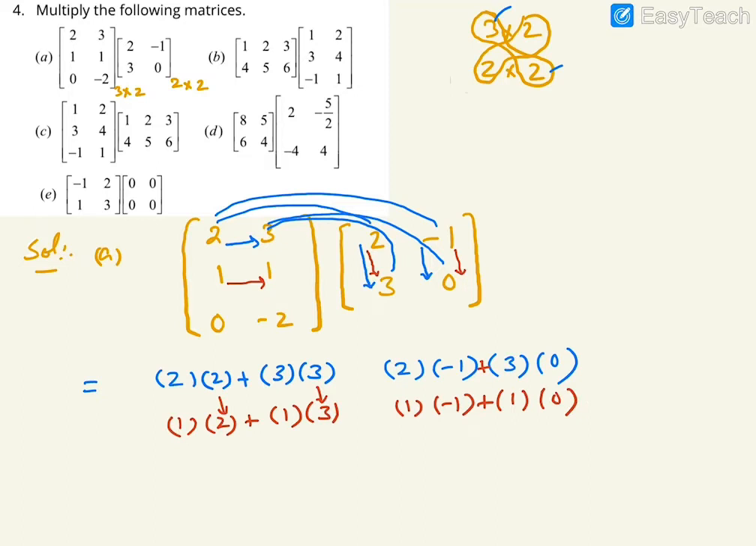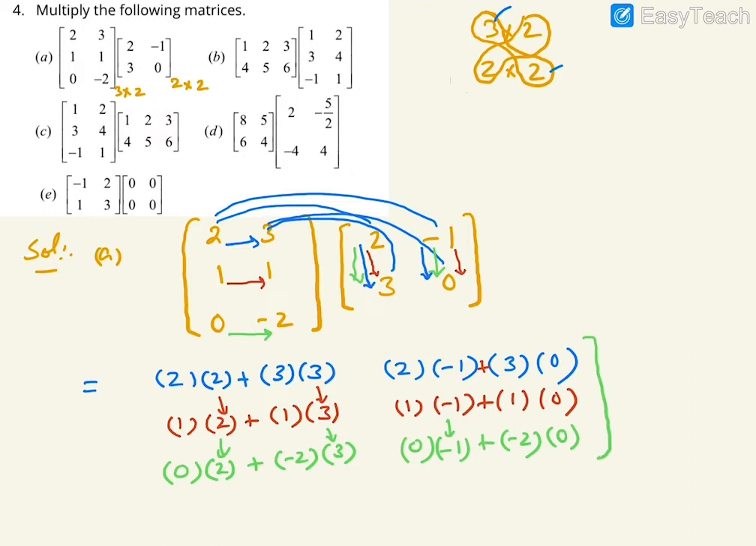Likewise, this third row is going to multiply with the same column, first column and second column. So column elements will not change, only row will change. So 0 here, minus 2 here, 0 here and minus 2 here. Column elements you can write as it is, 2 plus this 3 here, this minus 1 here, plus and this 0 here. So we have 3 rows and 2 columns.